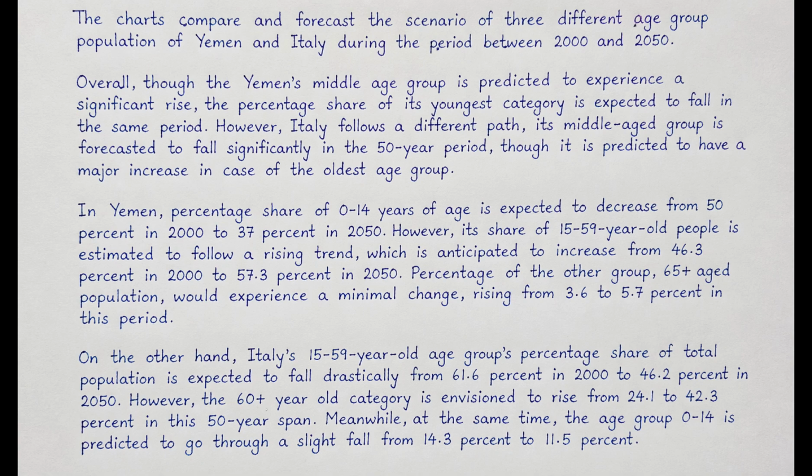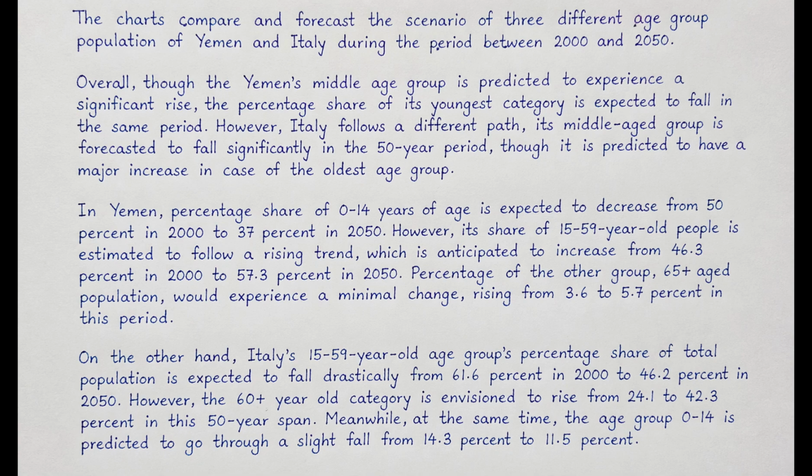Now, let's move to the overview section, which is one of the most important parts of Task 1. Overall, Yemen is expected to have a decline in its youngest age group, while its middle-aged population will increase. On the other hand, Italy shows a different trend, where the older population is predicted to rise significantly, while the working age group declines. Now let's explain Yemen in detail.